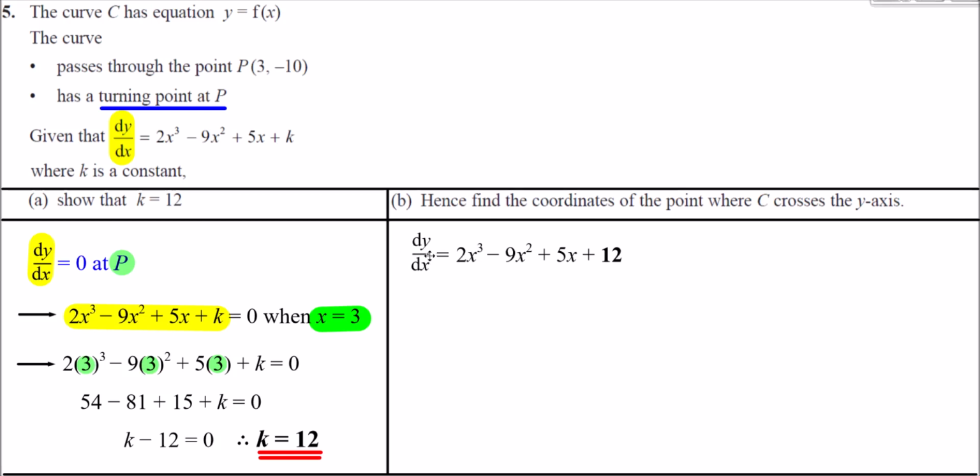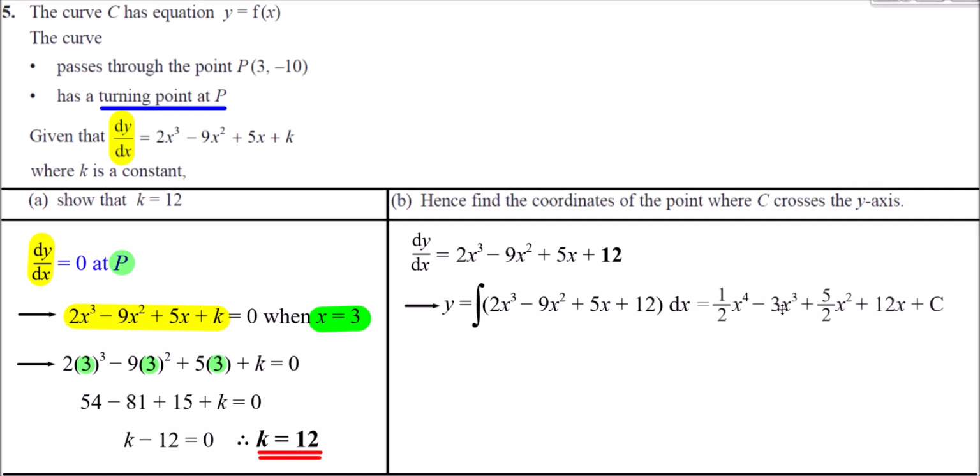Because we now know k is 12, dy by dx is 2x cubed minus 9x squared plus 5x plus 12. So to find y, in other words to integrate this, y is going to be the integral of all this with respect to x. So performing the integration, 2x cubed becomes 2x to the power 4 divided by 4. That will become a half x to the power 4.